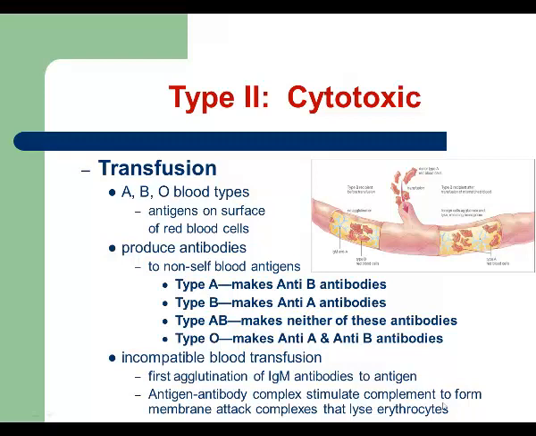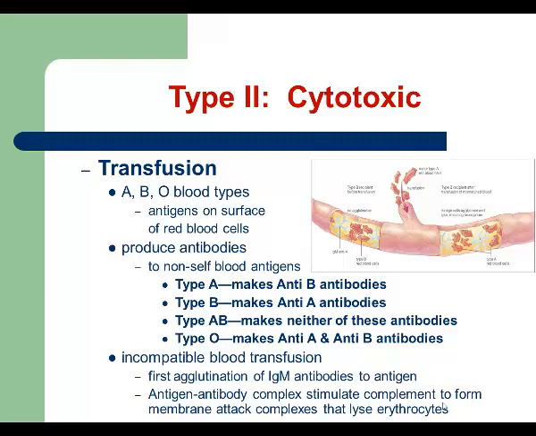Another example of type 2 hypersensitivity reaction will be a transfusion reaction. Before we start talking about transfusion reaction and symptoms of transfusion reaction, let's talk about 4 types of blood that we know. So if a person has type A blood, it means that person has type A antigens on the surface of the red blood cells and makes anti-B antibodies in the serum.